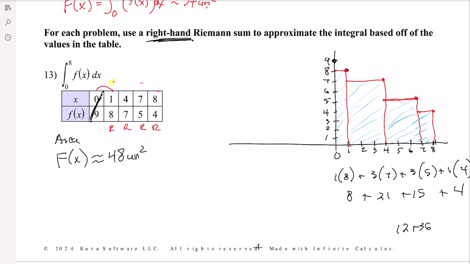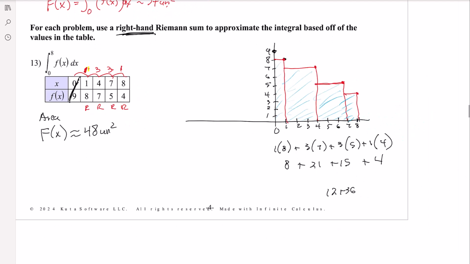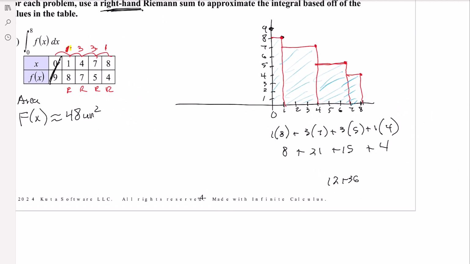Now, from 0 to 1, that's a unit of 1, it's a unit of 3, a unit of 3, a unit of 1, and that's what we did over here. So 1 times 8, 3 times 7, 3 times 5, 1 times 4, and then this is one way you could write that, probably a better way.